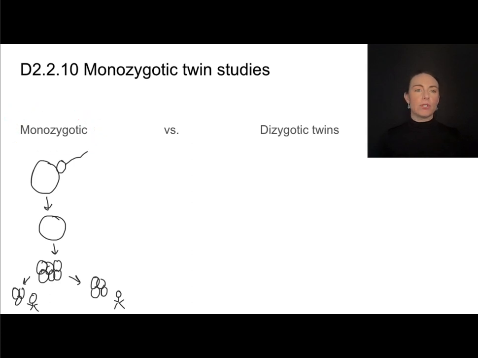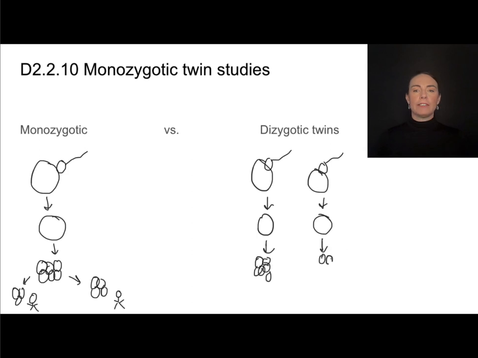They have identical genomes. Di means two. Dizygotic twins come from two separate eggs that are fertilized by two separate sperm. So they make two separate zygotes. Each zygote is going to develop into its own ball of undifferentiated stem cells. So here's our embryo. And each one of these is going to be its own individual, but they are not identical because they came from different sperm and eggs.